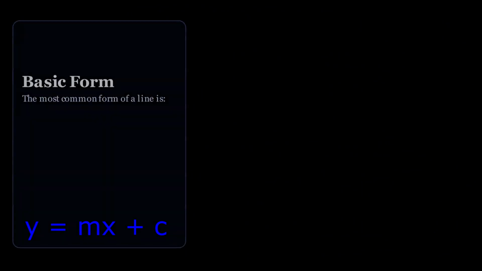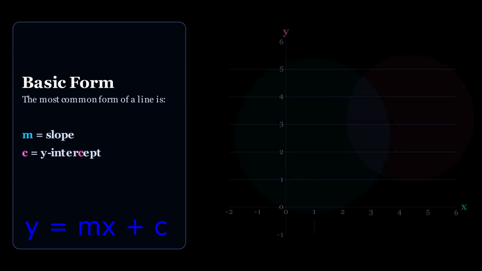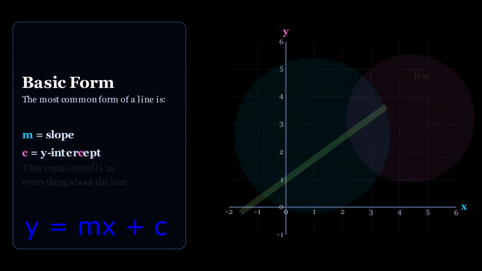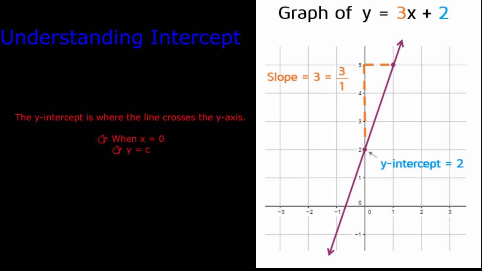The most common form of a line is y = mx + c. m is equal to the slope and c is equal to the y-intercept. This equation tells us everything about the line. The y-intercept is where the line crosses the y-axis. When x is equal to 0, y is equal to c.